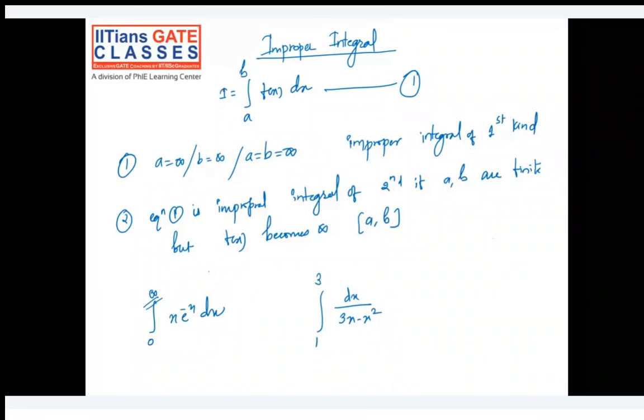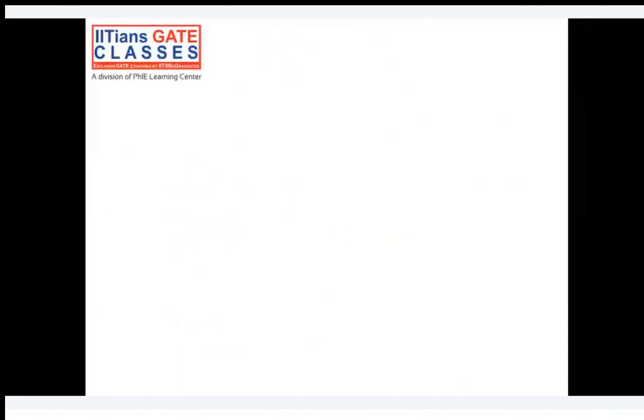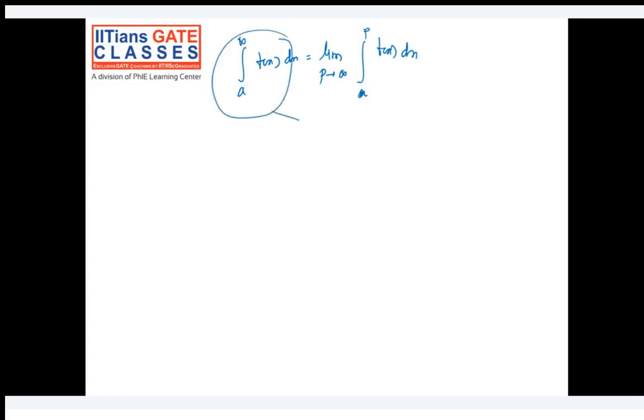Okay, so improper integrals ultimately will converge or diverge. For example, integration a to infinity f of x dx, the meaning of this is the same as saying limit p tends to infinity, integration a to p f of x dx. But what I'm trying to say is ultimately this value will either be finite or infinite.